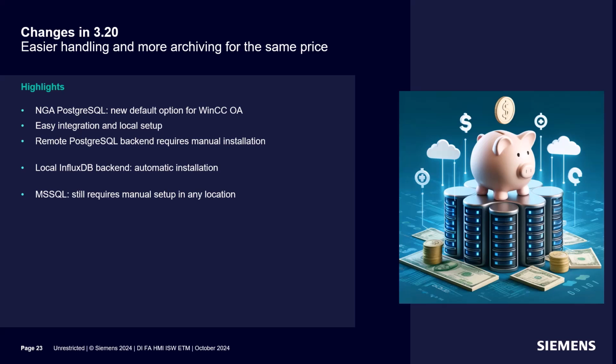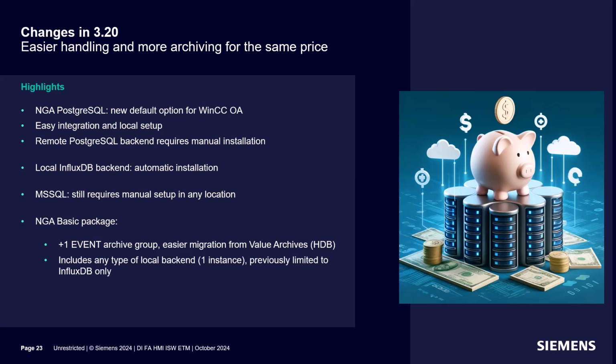In the NGA basic package, the number of included event archive groups has been increased by 1, facilitating migration from value archives, HDB. Any type of local backend is now included in the NGA basic package, which was previously limited to InfluxDB only. NGA standard and premium packages are not limited in group numbers.